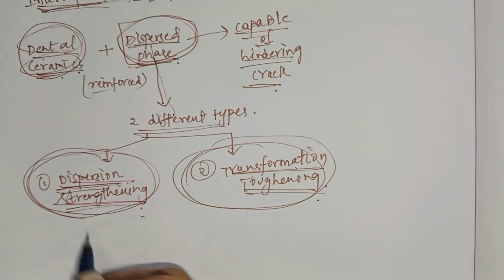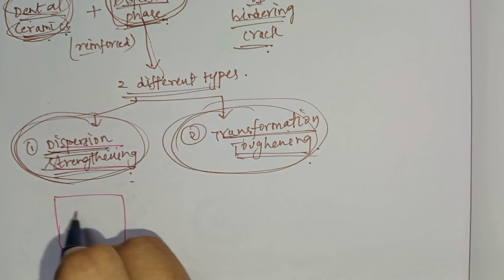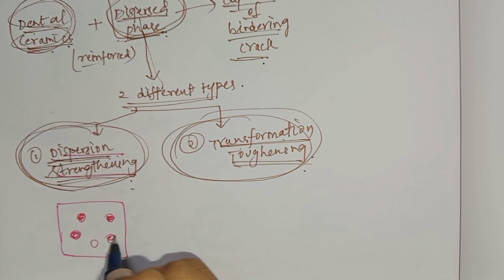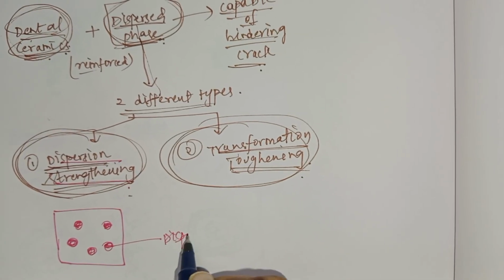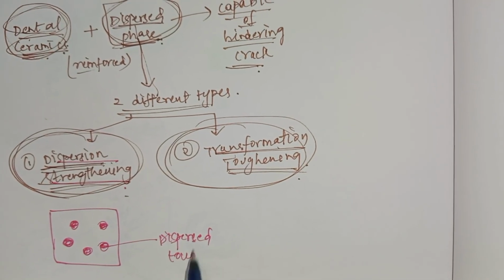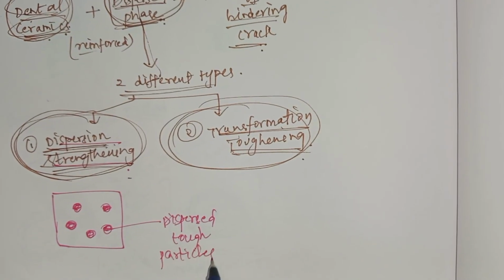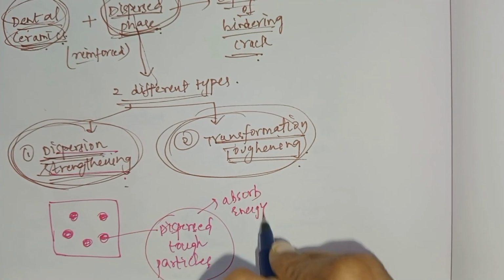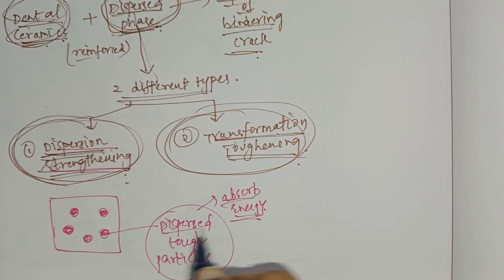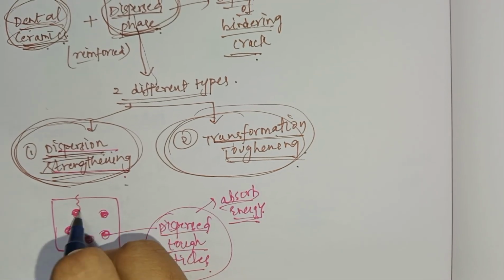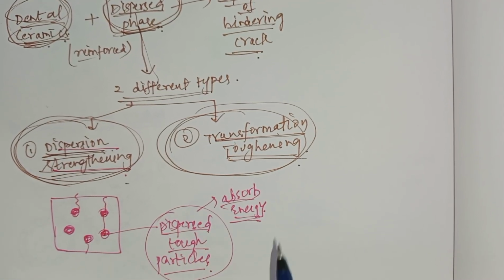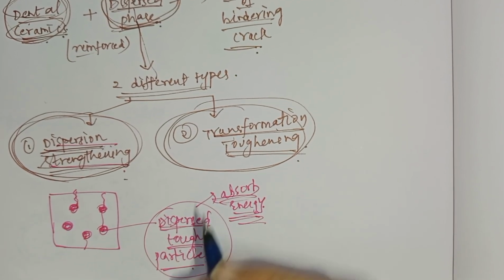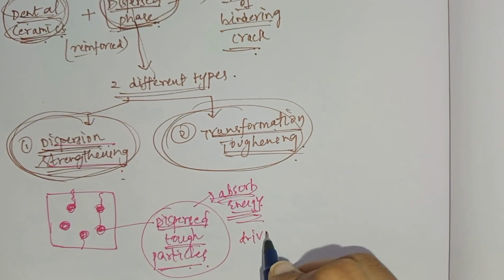Dispersion strengthening, actually, these are the tough particles. Dispersed tough particles absorb the energy. By absorption of energy by the dispersed particles from the crack, and thus depleting its driving force for propagation.